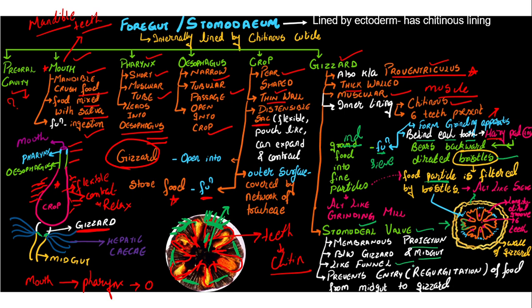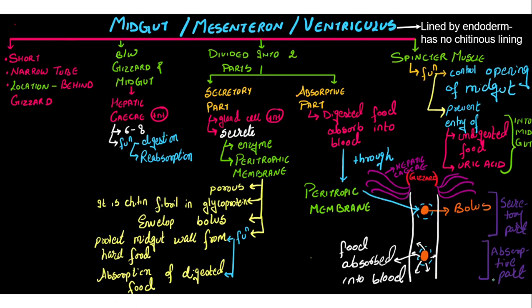It is like a funnel. What is the function of the valve, class? It allows the movement of food only in one direction. So once the food moves into the midgut, it should not come back to the gizzard. That is prevented by the stomodeal valve. It prevents the entry of food from the midgut to the gizzard. That's all about the foregut.